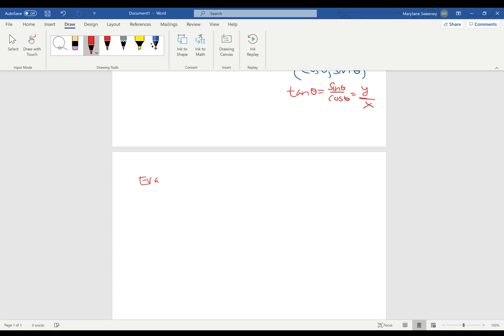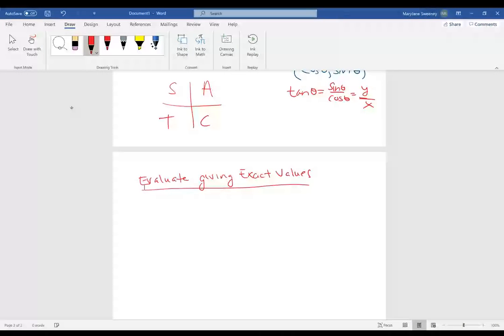All right, so if we're going to evaluate, giving exact values, we also need to know, I can just put this up here, all students take calculus, so everything's positive here in the first quadrant. In the second quadrant, it's sine and sine's reciprocal. In the third, it's tan and tan's reciprocal. And in the fourth, it's cos and cos's reciprocal, which is sec.